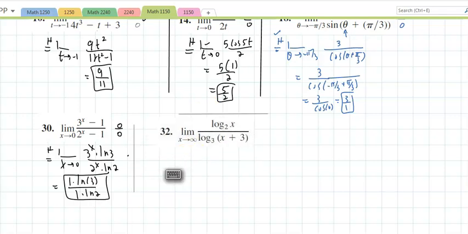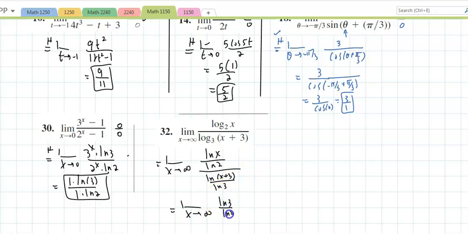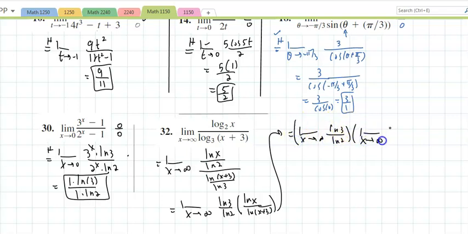And if I look at this problem, I would say, well, I'm going to change this before I start. I'm going to write this as natural log of x over natural log of 2 using change of base. Natural log of x plus 3 divided by natural log of 3. And I would say this is the limit as x approaches infinity. I'm just manipulating the problem. So this is really natural log of 3 divided by natural log of 2 times natural log of x over natural log of x plus 3. That is the limit as x approaches infinity of natural log of 3 over natural log of 2, which is a constant, times the limit as x approaches infinity of natural log of x over natural log of x plus 3.